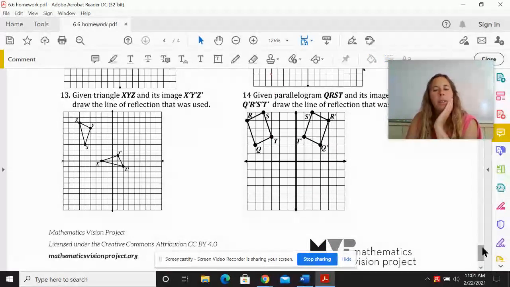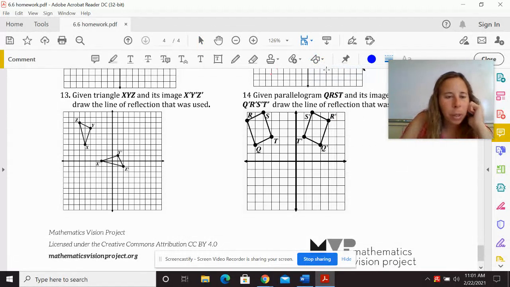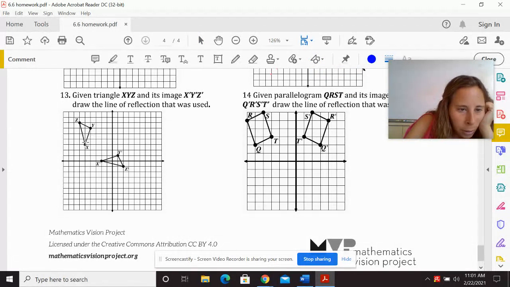Okay. 13 and 14, I would just pick a point, so like x and x prime, or y and y prime, it doesn't matter. Okay, figure out the slope, and then the line is going to be perpendicular to that. Okay, or do I want to do y? It probably doesn't matter. I'll do x prime.